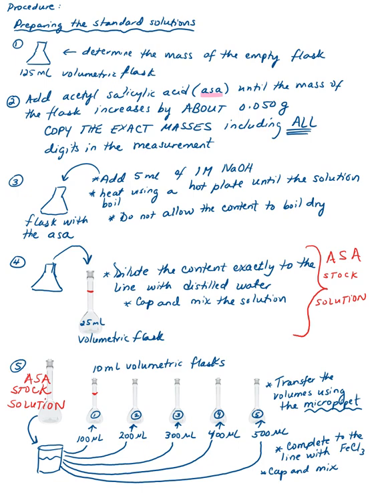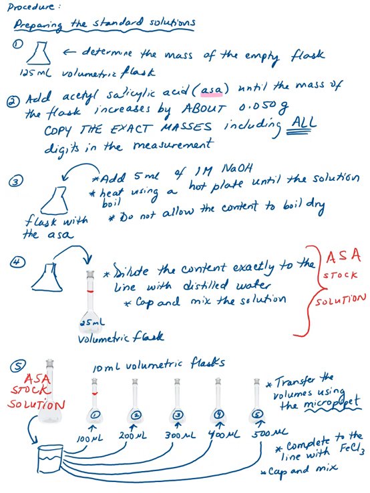With the flask on your mass balance, you're going to start adding acetyl salicylic acid, which is aspirin, and I'm going to refer to acetyl salicylic acid from now on as ASA. So you're going to add ASA into your Erlenmeyer flask until the mass of your flask increases by about 0.050. So you don't need to have exactly 0.050, but a number close to that amount.